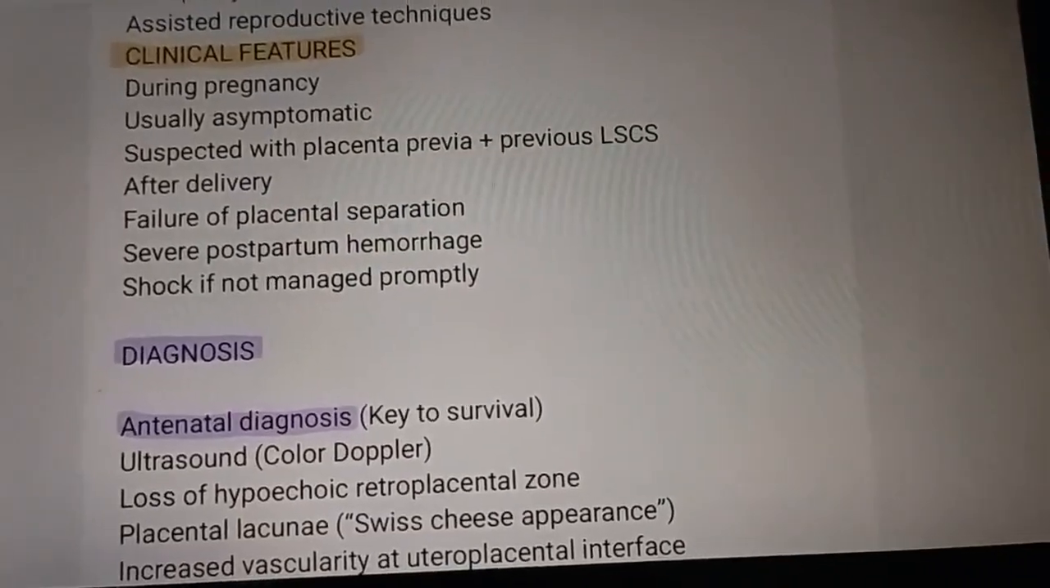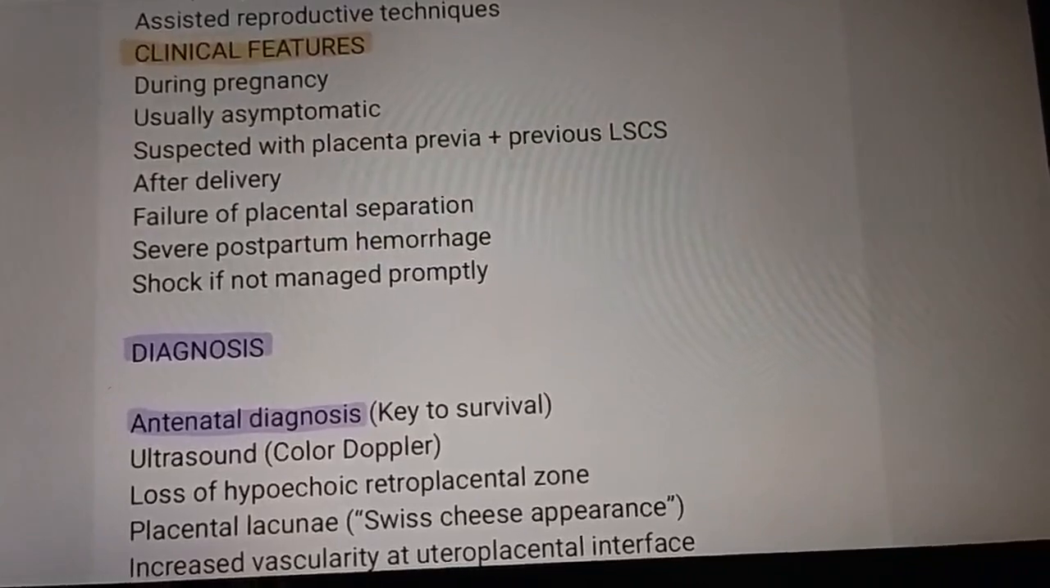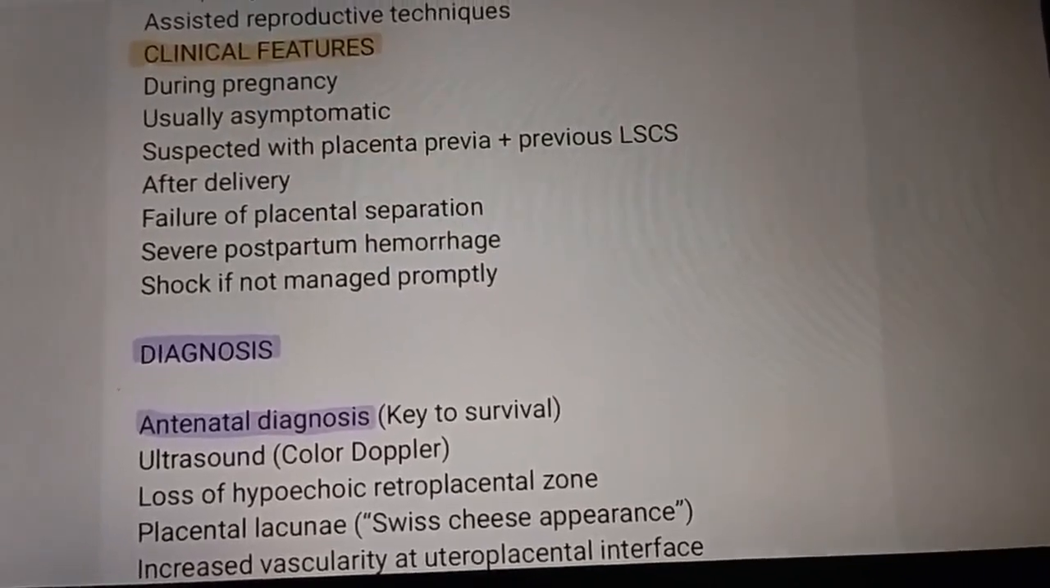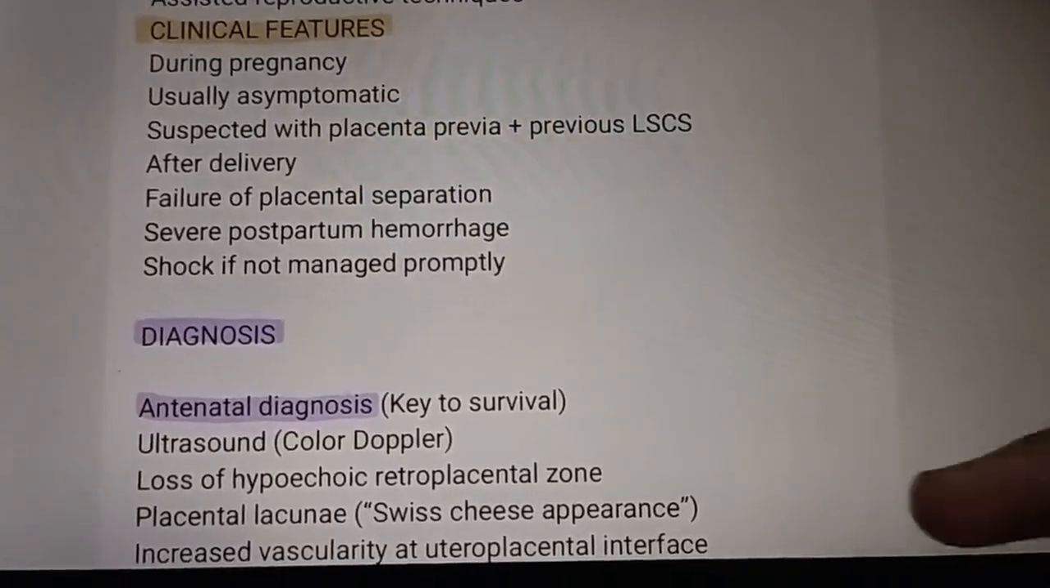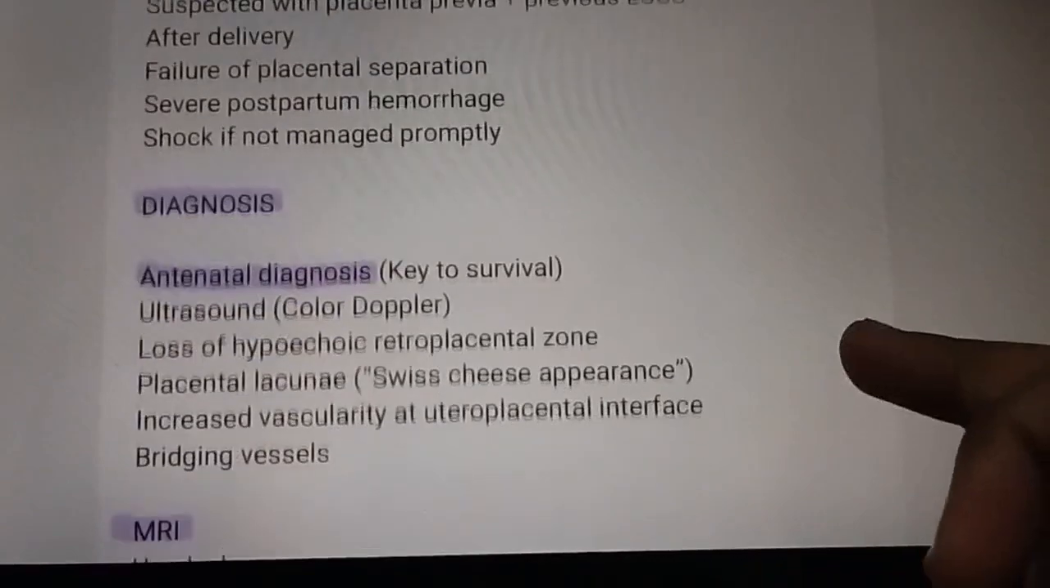Clinical features: it is usually asymptomatic, but after delivery there is failure of placental separation, postpartum hemorrhage, and the patient can go into shock.